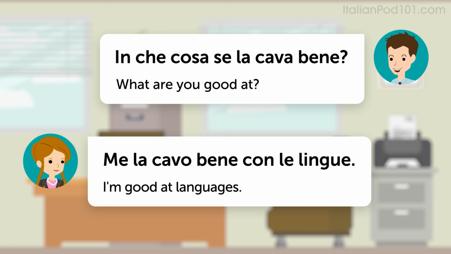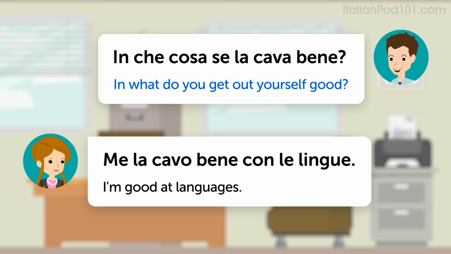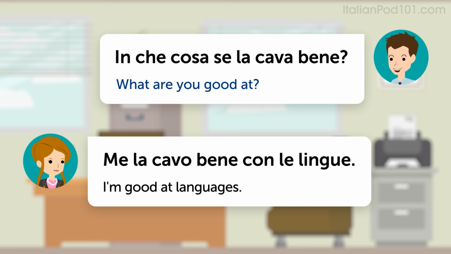First of all, you'll need to learn how to say, what are you good at? That's, In che cosa se la cava bene? Listen to it again. In che cosa se la cava bene? This Italian sentence literally translates as, in what do you get out yourself good? But it means, what are you good at?